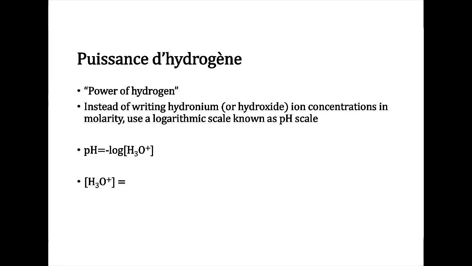All right, today we're going to go ahead and introduce the concept of pH. So pH comes from puissance de hydrogène, which loosely translates to power of hydrogen. So instead of writing hydronium or hydroxide concentrations in terms of molarity, what has been adapted is a pH scale. And this scale, I'm sure that you've used in biology. We always said it ranged from values from 1 to 14.